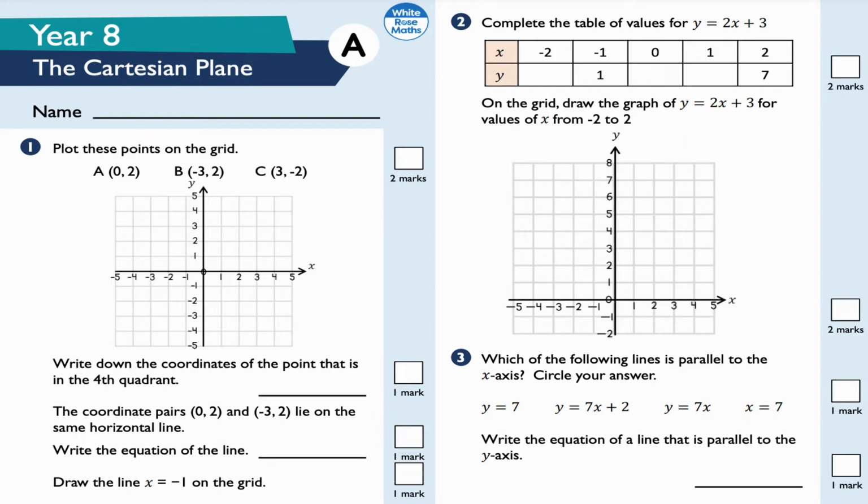Okay, right, guys, we are now looking at year 8, the Cartesian Plane, for White Rose Maths. We're going to start with question number 1. Plot these points on a grid. A is (0, 2), so A is going to go here. B is (-3, 2). And then C is going to be (3, -2).